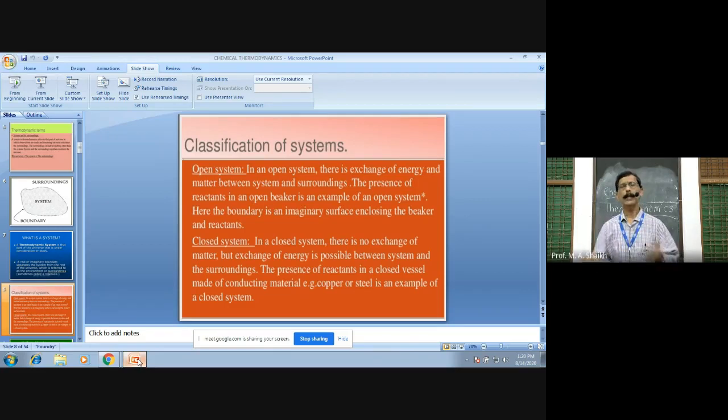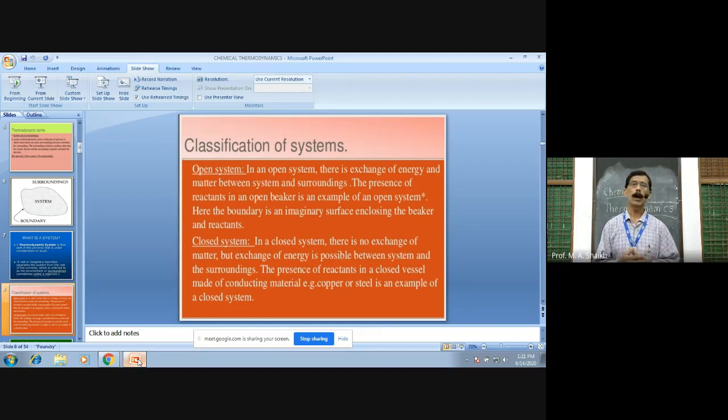Okay, now the second type of system is the closed system. Naturally, the question is, what is a closed system? Listen, a system which can exchange only energy but not matter with its surroundings is called a closed system. जो सिस्टम में सिर्फ एनर्जी का एक्सचेंज होता है सिस्टम और सराउंडिंग के बीच, लेकिन मैटर का एक्सचेंज नहीं होता, वो सिस्टम है क्लोज्ड सिस्टम.